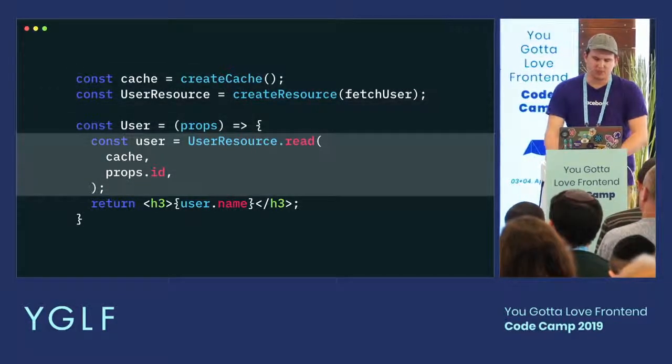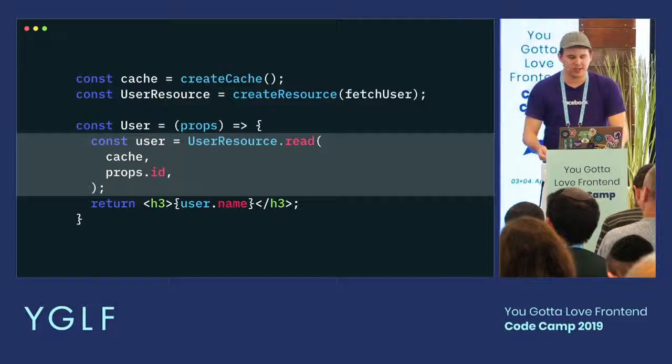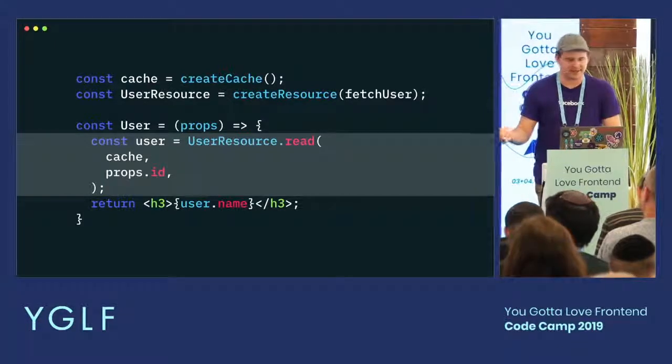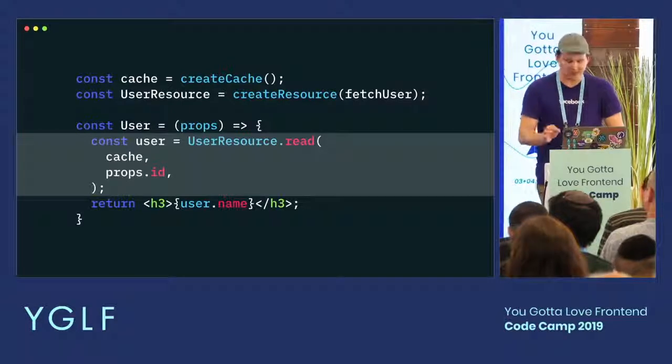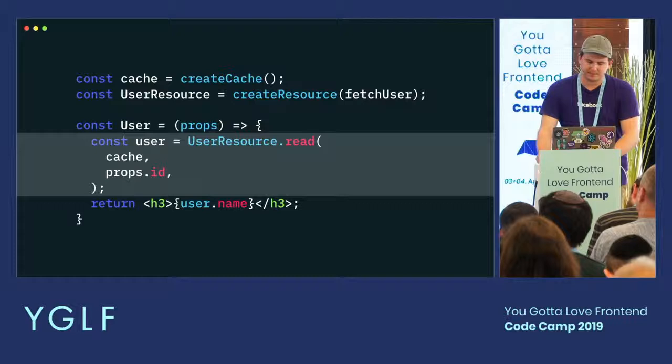And the most important part is here. When the user component renders, so this is inside the body of the component, we call this read method on the user resource. We pass it that cache and the ID for the user we want to fetch, and then you can see here that we just assume that the result is returned synchronously, even though we know that this is actually async data.